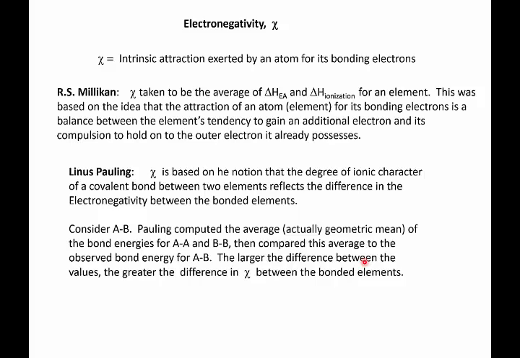Electronegativity, in Pauling's view, was based on this notion that the degree of ionic character of a covalent bond between two elements reflects a difference in electronegativity between the bonded elements. So the bigger the difference in electronegativity for two atoms bonded, the larger the ionic character. Consider a diatomic molecule A bonded to B.